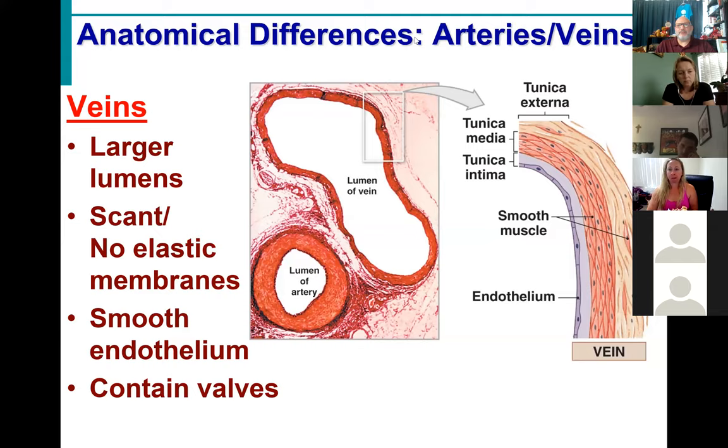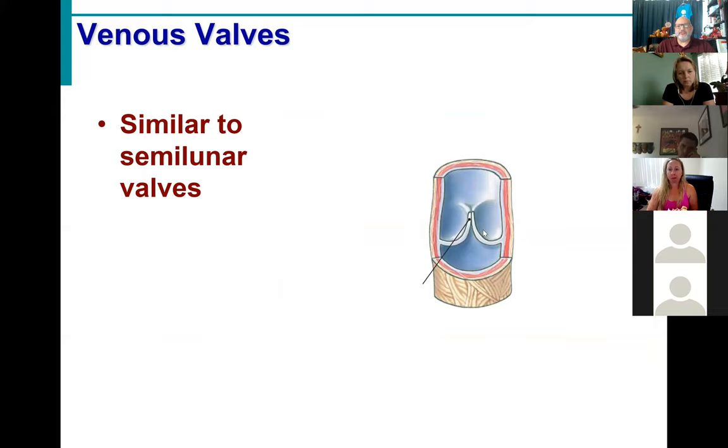Let's talk about some of the more anatomy of these, talking about our valves. One of the things we are dealing with is very high pressure blood in the arteries and very low pressure blood in the veins. So veins need a lot more assistance in helping them get the blood back to the heart.